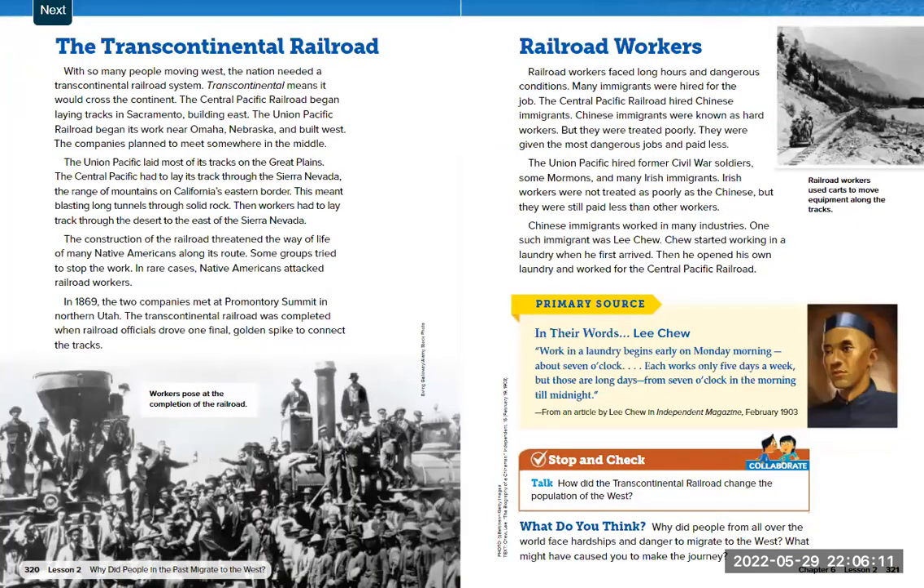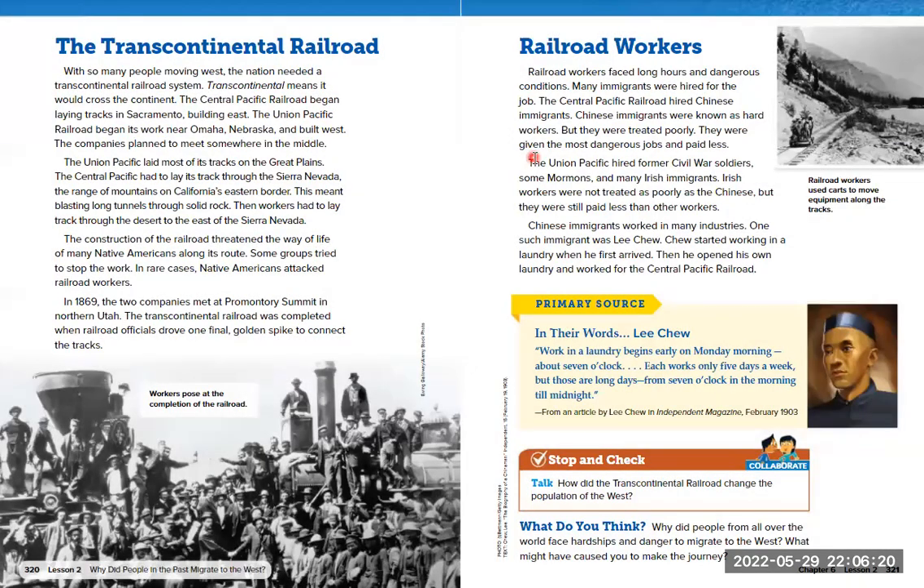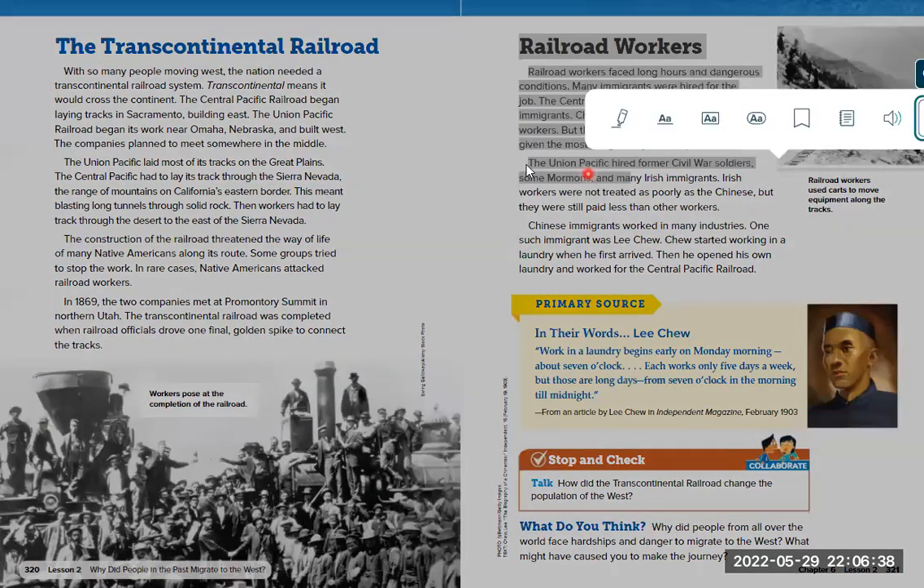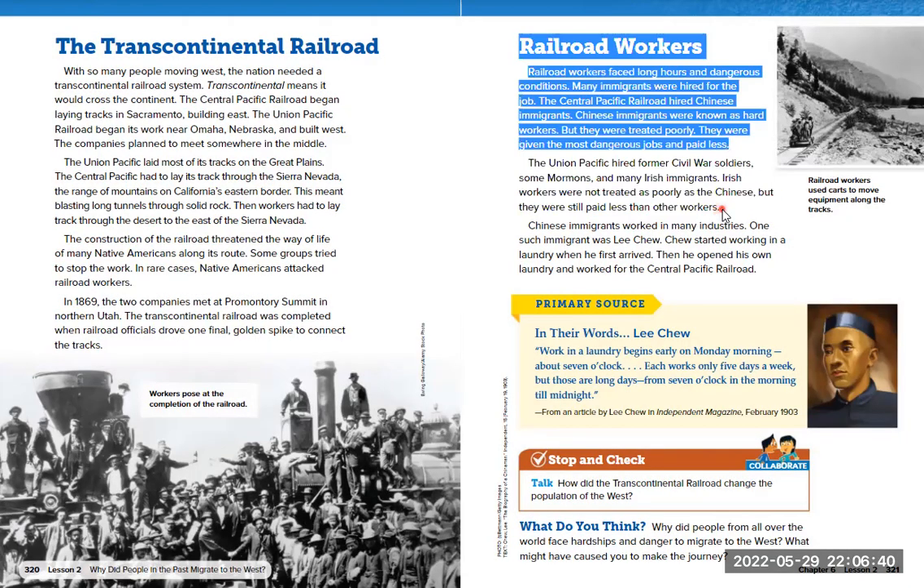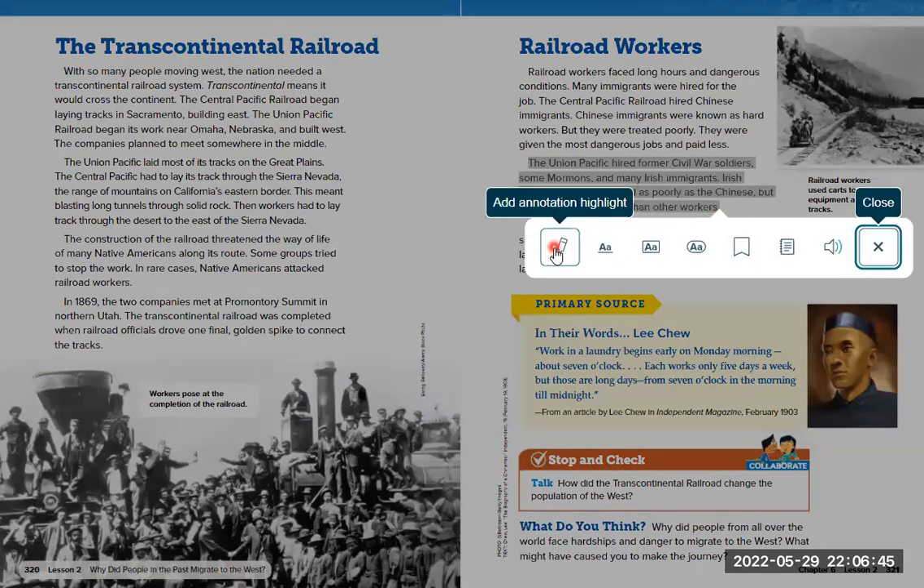We read about a lot of reasons why people moved west. It says here even, the Union Pacific hired former Civil War soldiers. That is one reason for people who were former Civil War soldiers to travel west. Some people were immigrants, some people were Mormons, some were Irish, and some were Chinese, but these people were usually not given as many opportunities as everyone else. But this is a good place to get work. So that could be one reason.